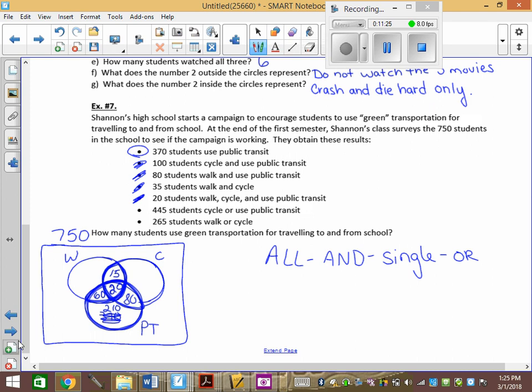Now can we do some ors? We can only do the or of cycle and public transit. We still can't do the walk or cycle. Why can't we do the walk or cycle? We don't have either of them filled in fully, right? So we have to do this one second. So we have to do the cycle and public transit. The cycle or public transit is this snowman here. What am I missing? Cycle only, right? Is that okay now to do it? I'm only missing one thing, right?